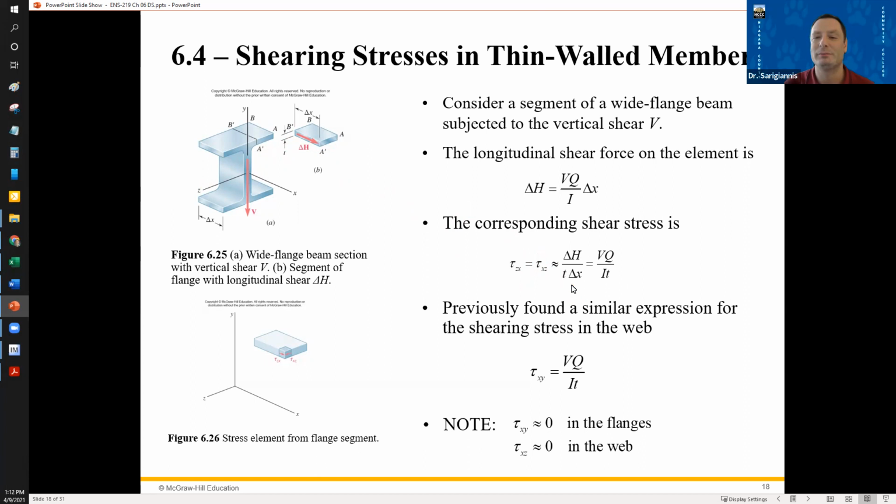And these are the same, but they're approximately equal to this delta H over T delta X, which is equal to the VQ over IT. You're taking the thickness times the delta X, that's the area of that surface. That's your tau ZX, perpendicular to the Z direction along the X direction.